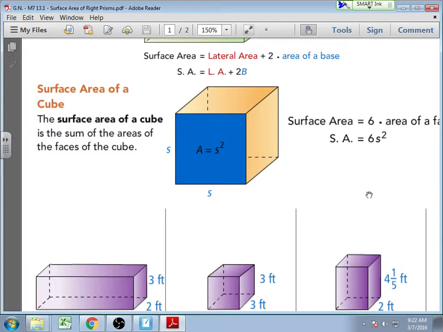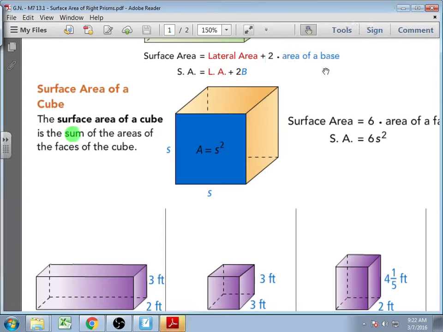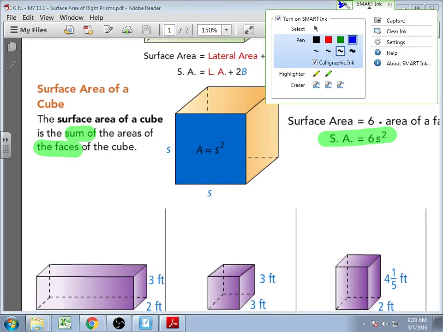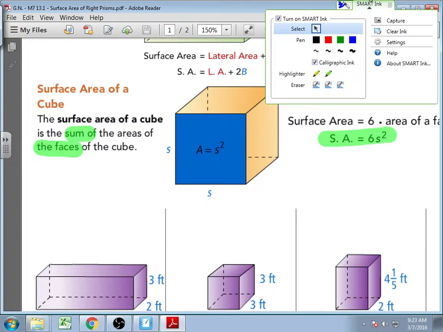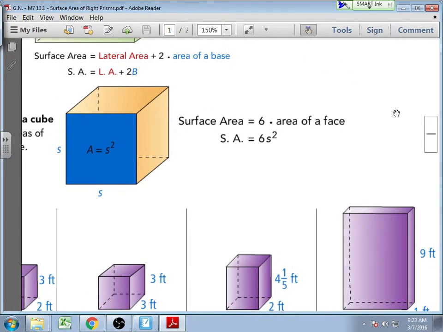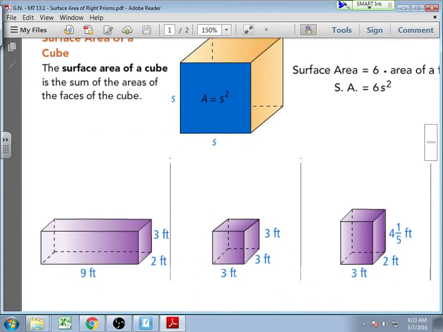Well, don't say sides. All faces are the same. So, since the surface area of the cube is going to be the sum of all the faces, and they're all the same, we just use 6 times the area of the face. And that's how we get our formula for the cube. So if we have a cube, all you have to do is find one of the faces like we just did in our warm-up problem and multiply it by 6. Any questions?